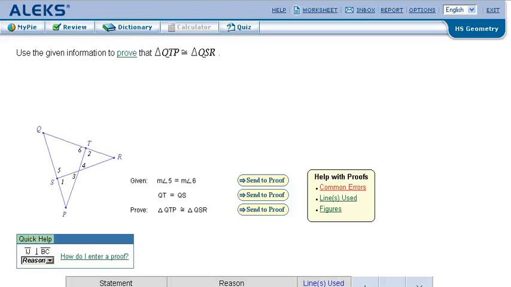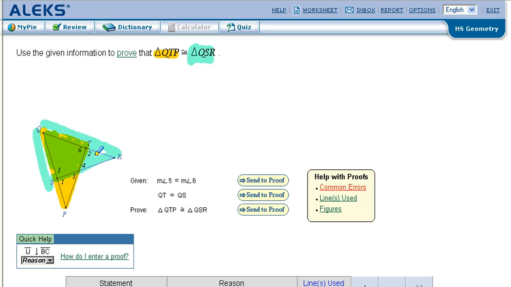Proofs involving triangles, problem type 3. We are being asked right here to prove that triangle QTP, let's trace that. I recommend you redraw this on a separate piece of paper to follow along. QTP, that triangle, let me highlight it for you, is congruent to triangle QSR. QSR. Notice these two triangles overlapping.